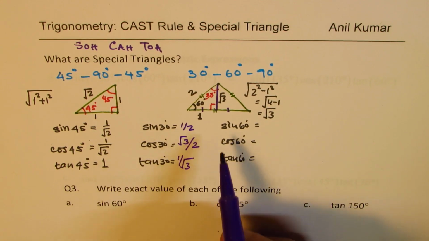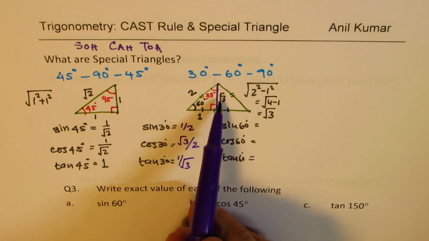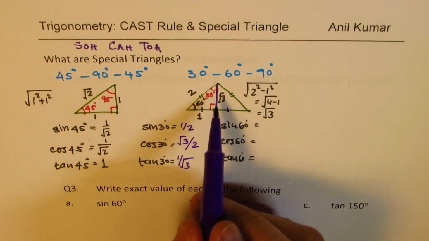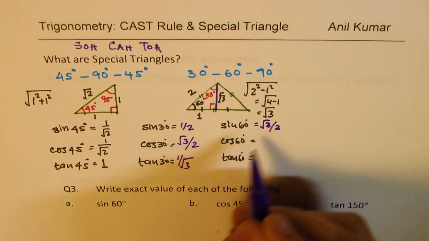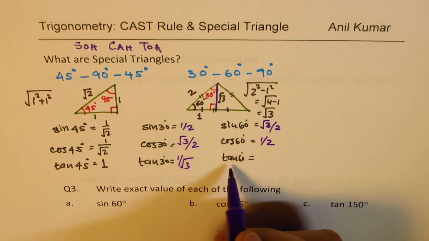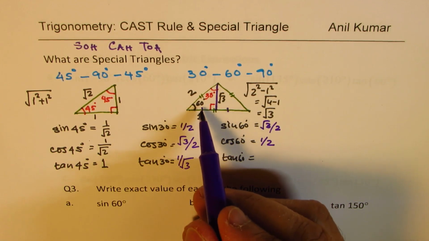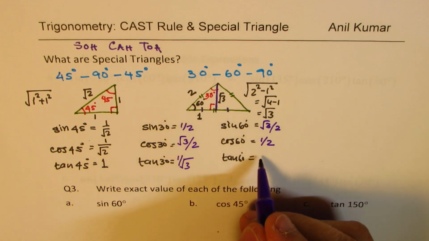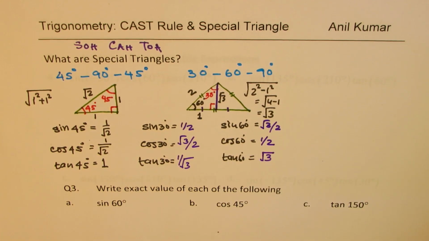Now, for sine of 60, I have to look from that side. So 60 opposite is square root 3. So we get square root 3 over 2. Perfect. And for cosine, 1 over 2. For tan, it is going to be, for 60, square root 3 over 1. That is what it is. So I hope you have got it right.